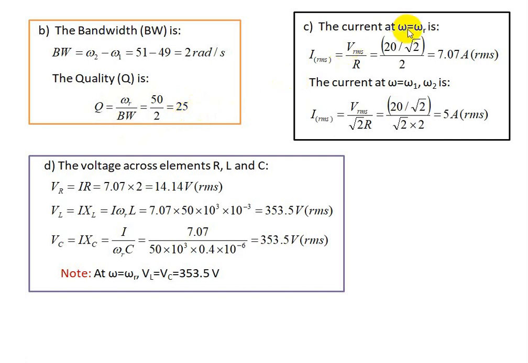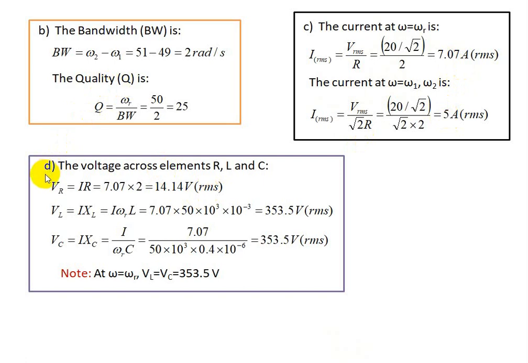Then coming to the current at resonance, the current I RMS will be equal to V RMS by R. But in the circuit, the voltage is given as 20 sine omega t. Therefore V RMS will be 20 by under root 2 and R is 2. So this gives us the value 7.07 ampere. Similarly, the current at omega 1 and omega 2 will be 1 by root 2 times this current, which will be equal to 5 ampere.